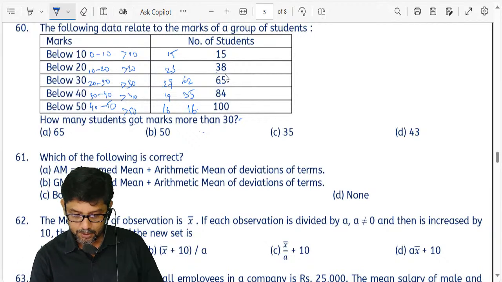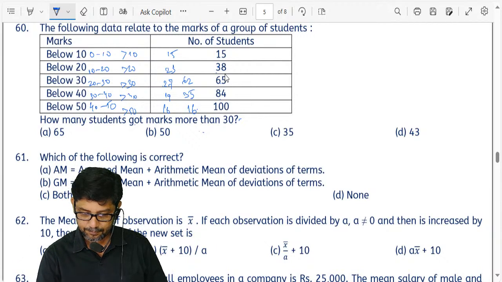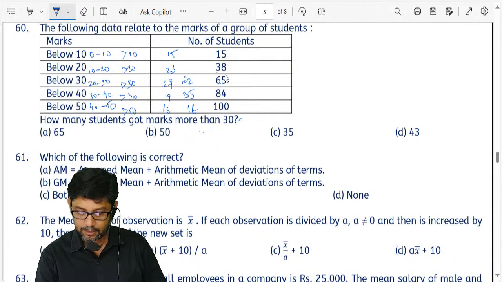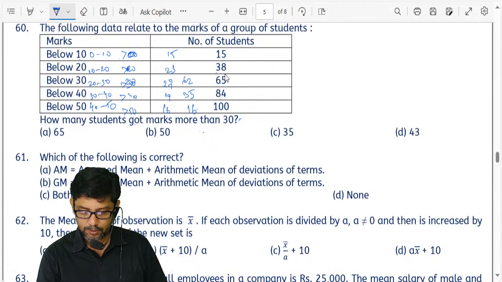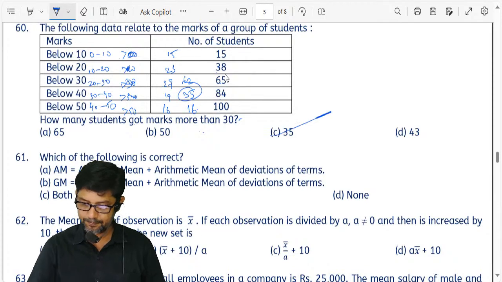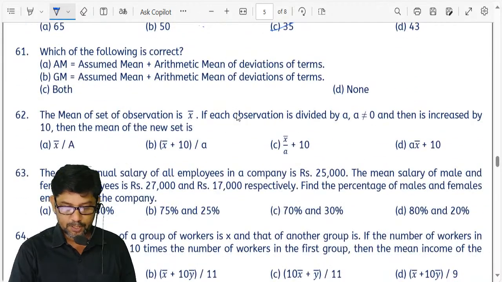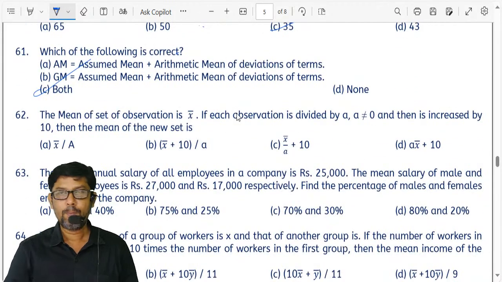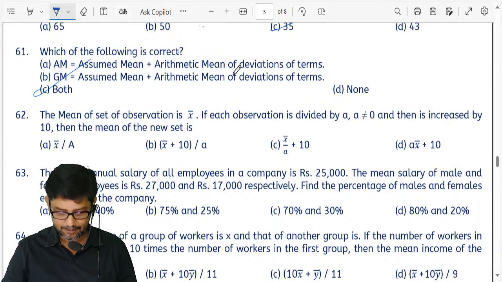Oh, sorry. This is more than 30. Below 10. Huh? This is more than 0. Sorry. More than 10. More than 20. More than 30. 35. Next. Which of the following is correct? Actually, both, because both are the same only they are given.